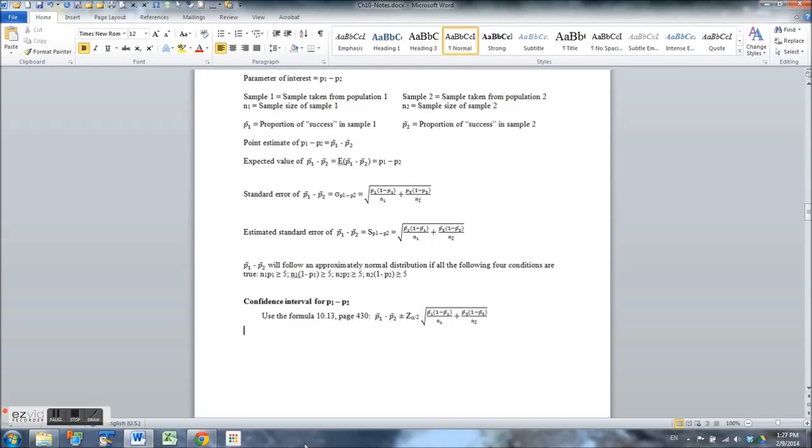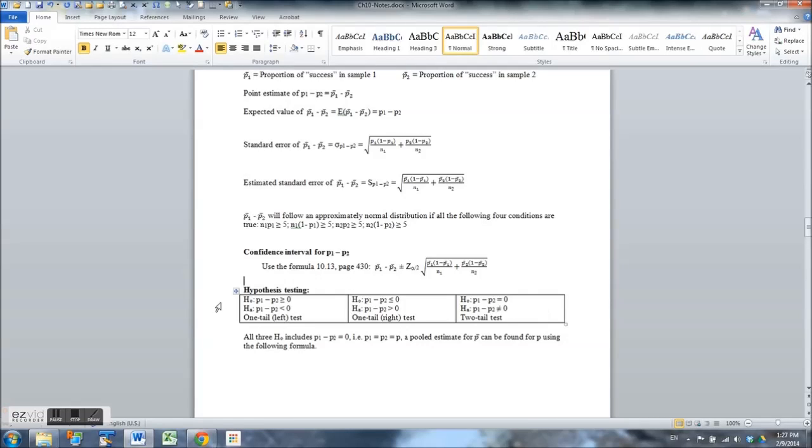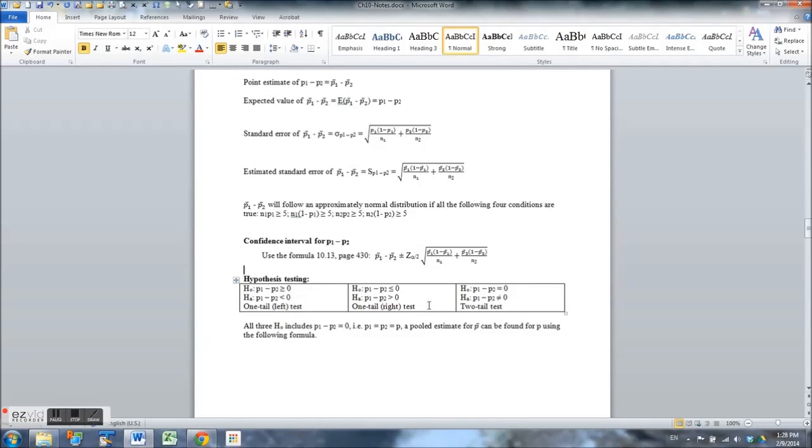Now the next topic is hypothesis testing, and once again hypothesis testing has three different formats, and the parameter of interest is P sub 1 minus P sub 2. So we can have one of the two possible one-tailed tests or the two-tailed test. Now you notice that in all of these three different forms, the null hypothesis includes the case where P sub 1 minus P sub 2 is equal to 0. In other words, the case that P sub 1 and P sub 2 are equal to some common value is part of the null hypothesis in all three formats.